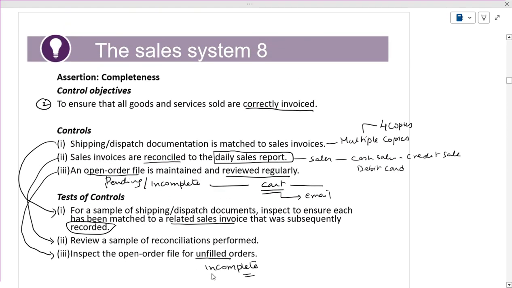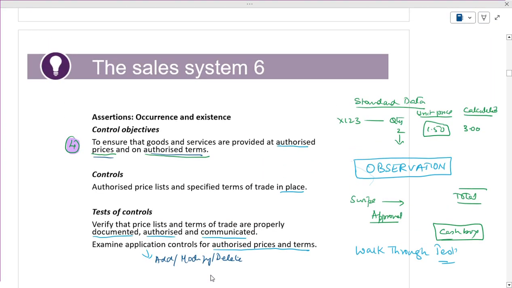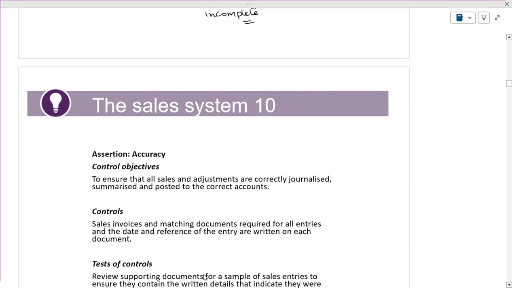Now, how many objectives are there for completeness? Completeness has two objectives. Occurrence and existence has four objectives. We have to take one, one, one, one. Depending on the scenario, we have to do one. That's all. I will tell you how we have to solve the questions also.